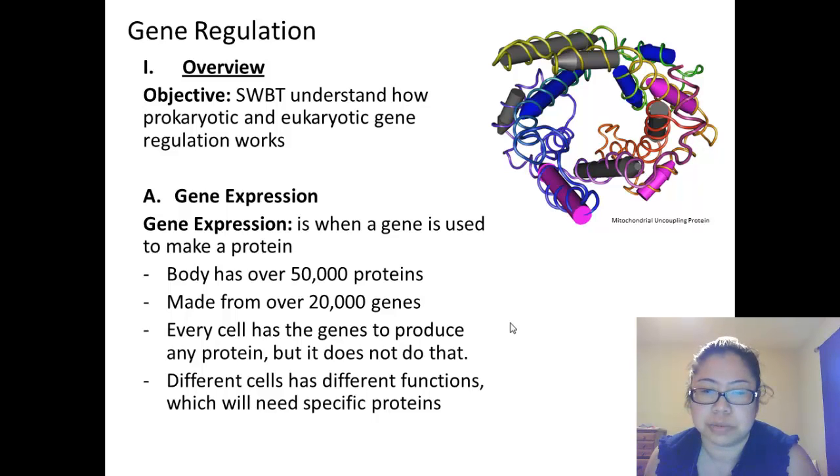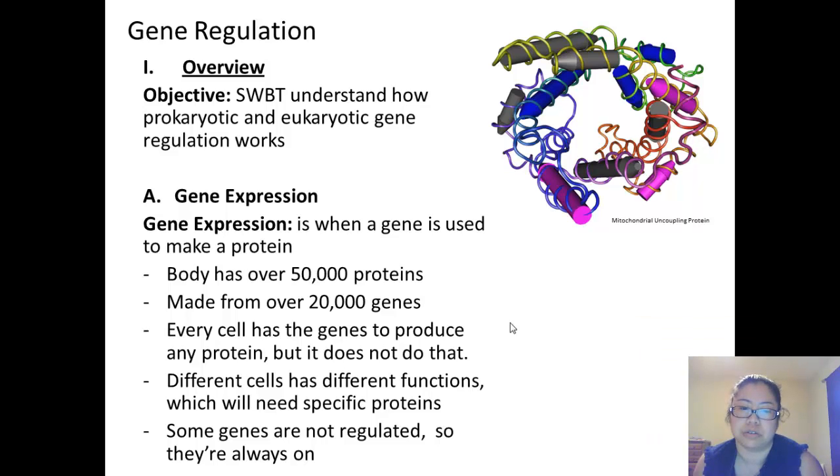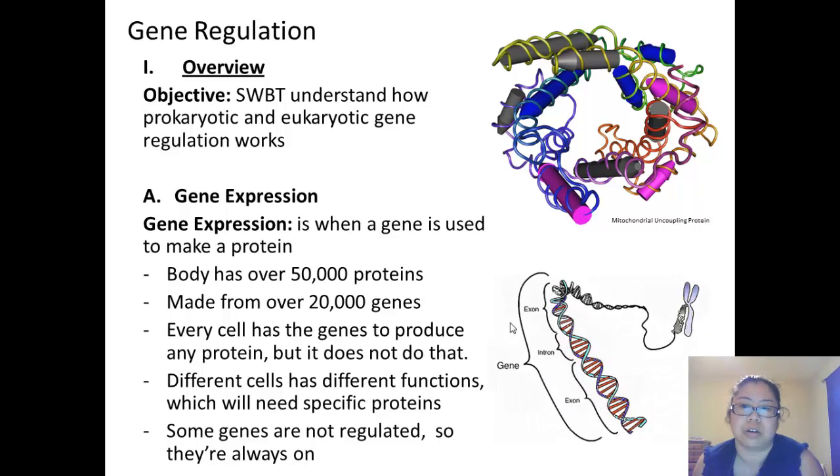So the cell is able to differentiate and select which protein should be turned on for certain cells and which protein should be turned off for making specific proteins. However, not all genes are regulated. Some genes are always on, because they're always needed all the time.